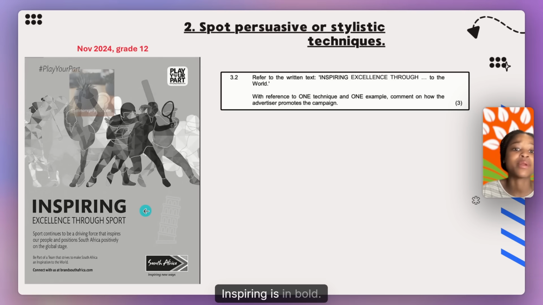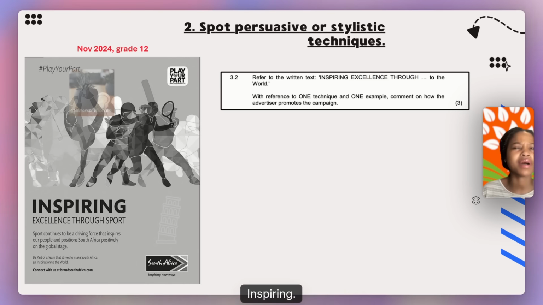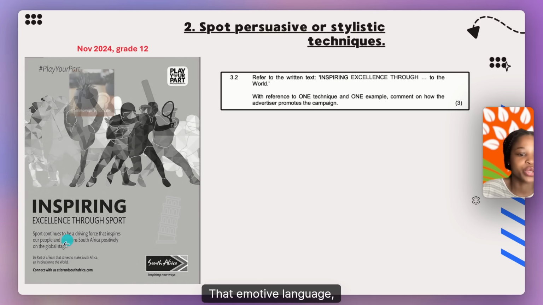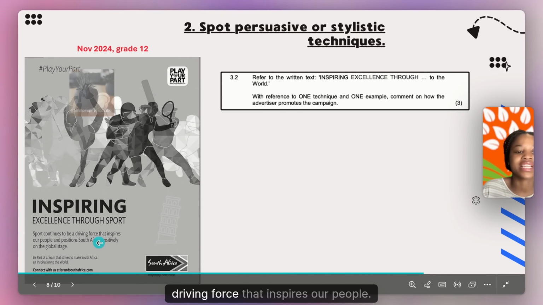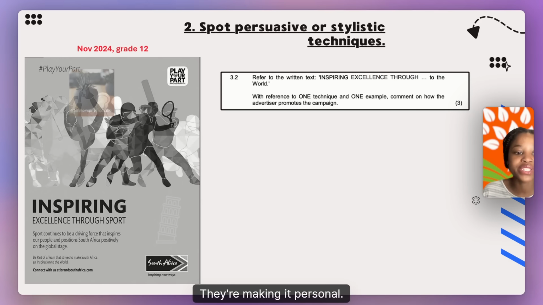Can you see inspiring is in bold? It's in bold letters, in a larger font. There's excellence. Even in the language that they use, excellence, okay? Inspiring, that emotive language, okay? A driving force that inspires our people. Our people, they're making it personal.